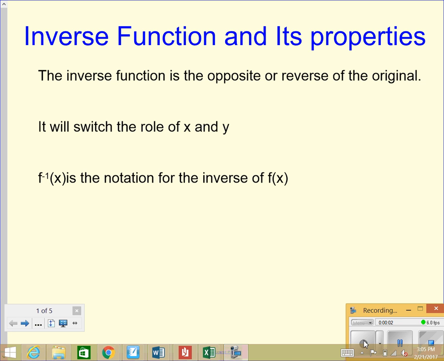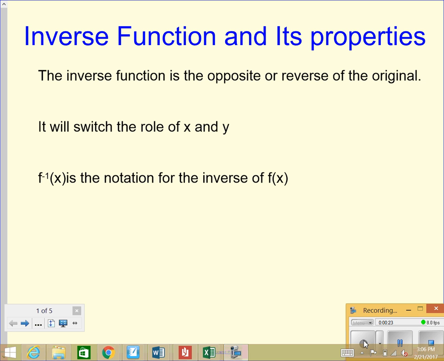Hello. In this video, we're going to take a look at the inverse function and its properties. The inverse function is quite simply the opposite or reverse function of the original. It will switch the role of the x and y, so it's going to switch the role of both the independent and dependent values. So we're going to switch them up.